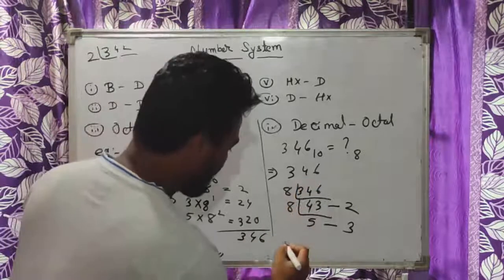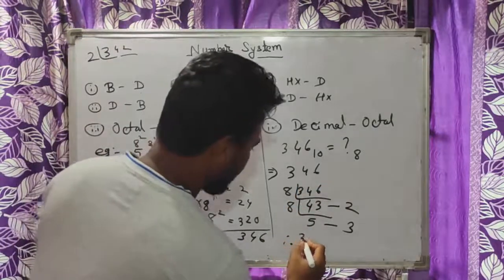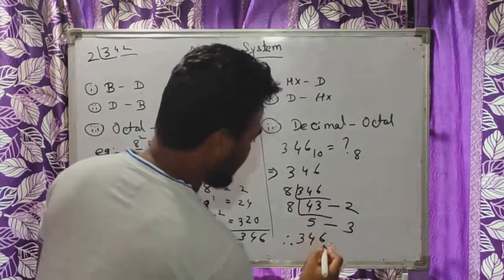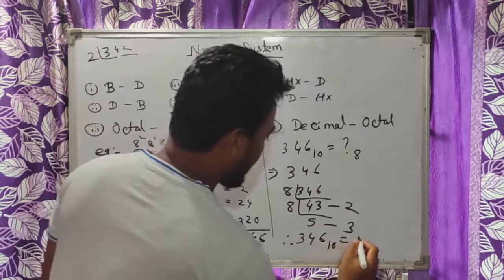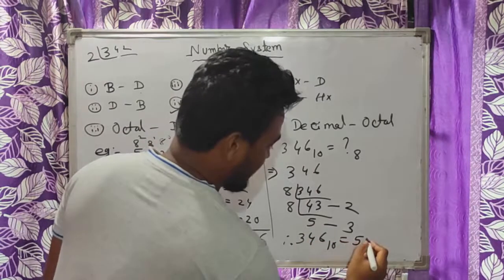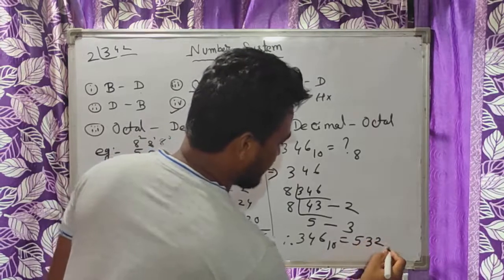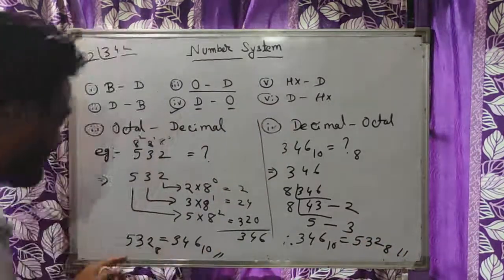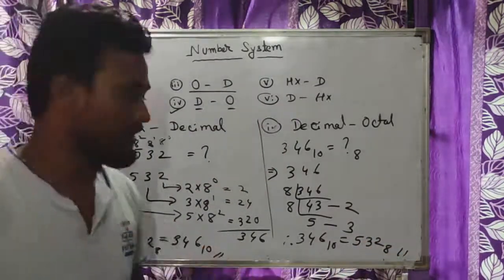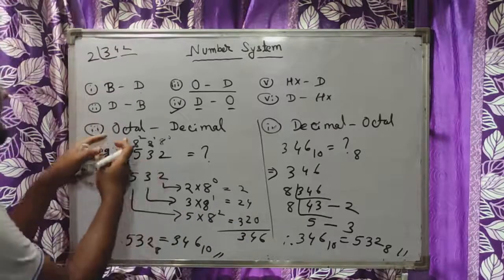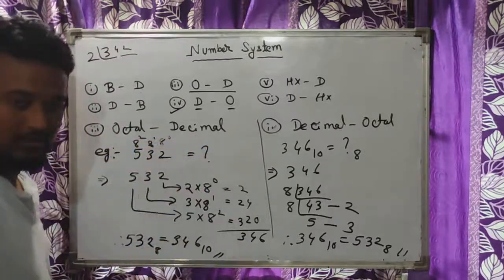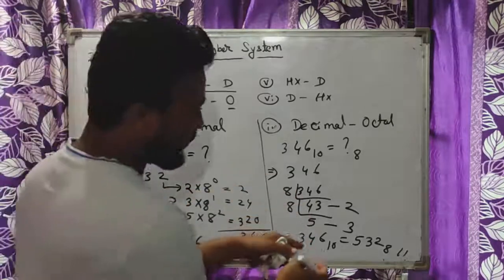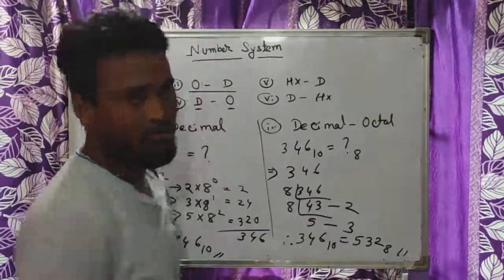So it is very simple, we can write it here: 346. This was our decimal number, and our octal number is 532. This is the octal number. You can see here, this is matching. So this is how we can convert an octal number to a decimal number, and this is how we can convert a decimal number to the octal number.